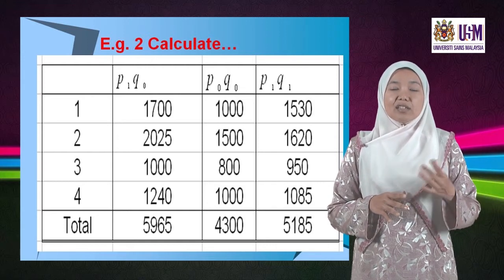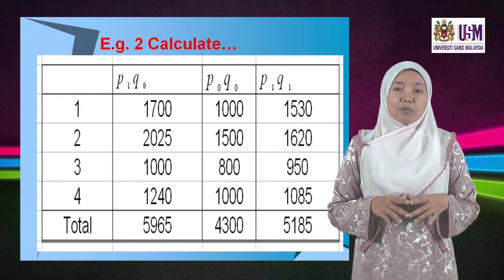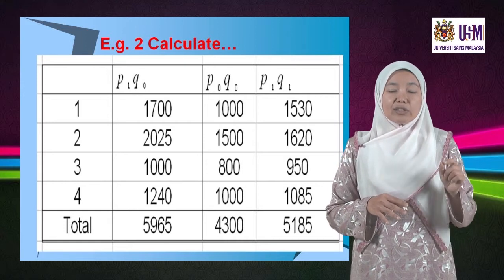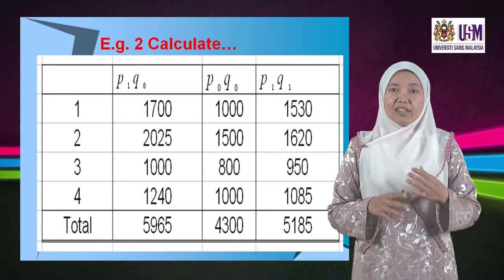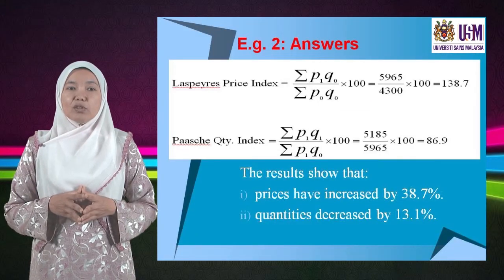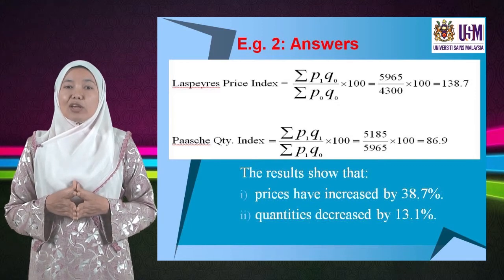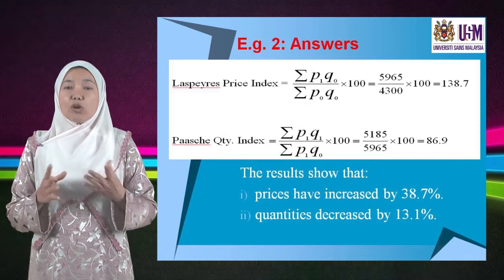Okay, and in the final column, you need to calculate the current year price multiplied with the current year quantity. So the total line, the total part, is what you need to plug into the formula. So in the first part of the question, which asks you to calculate the Laspeyres price index, we are looking at the changes in price using the base year quantity.